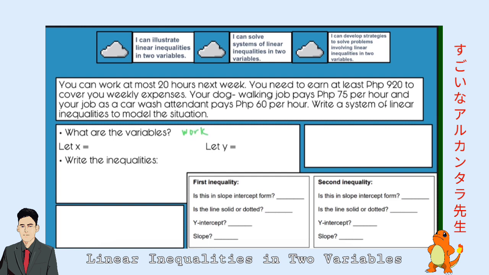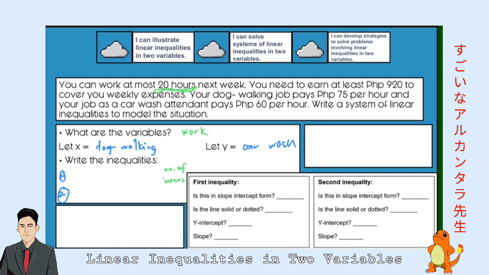So let's make our x variable our dog walking job, like the number of hours we spend with that. And then for y, let's talk about your car wash attendant job, the number of hours that you give into it. So there are two contexts that we have to take note of in this example. The first one is all about the hours you're supposed to spend. So the number of hours that you can spend.